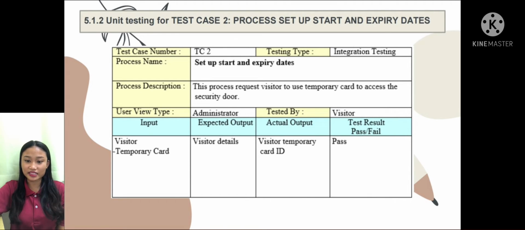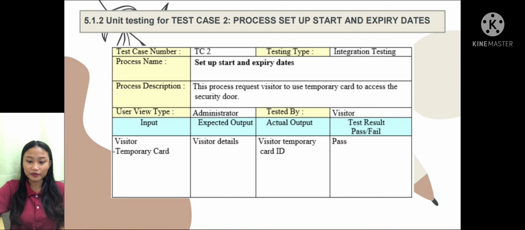5.1.2 Unit testing for test case 2. Process setup start and expired date. Test case number TC2. Testing type integration testing. Process name setup start and expired date. Process description: this process requires visitors to use a temporary card to access the security door.